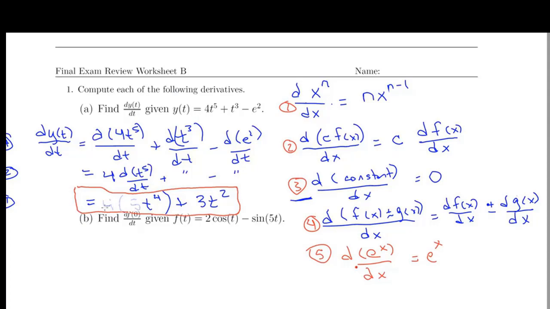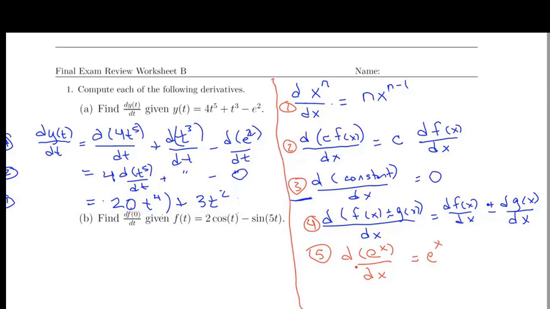And one more thing. For rule 1, n just comes down and then loses one from the exponent? Exactly, that's exactly what happens. So this is really 4 times 5. I guess I should write it like that. And then that would be 20. And that is the final answer. I would like to see some work. I don't want to just see the answer.